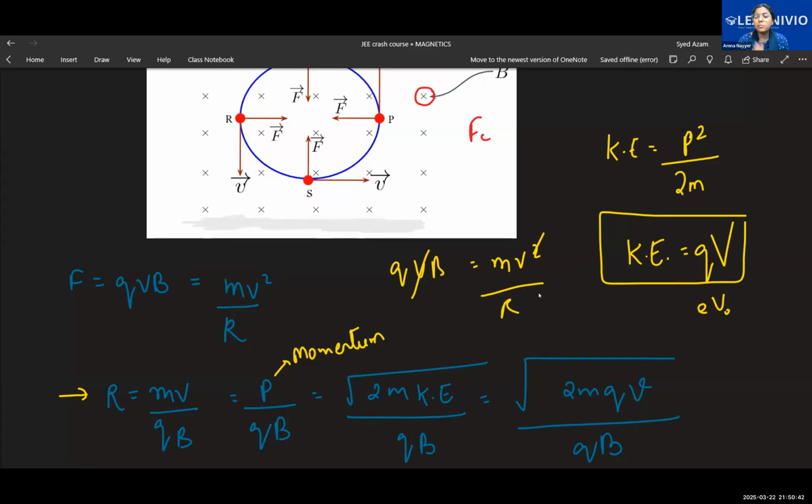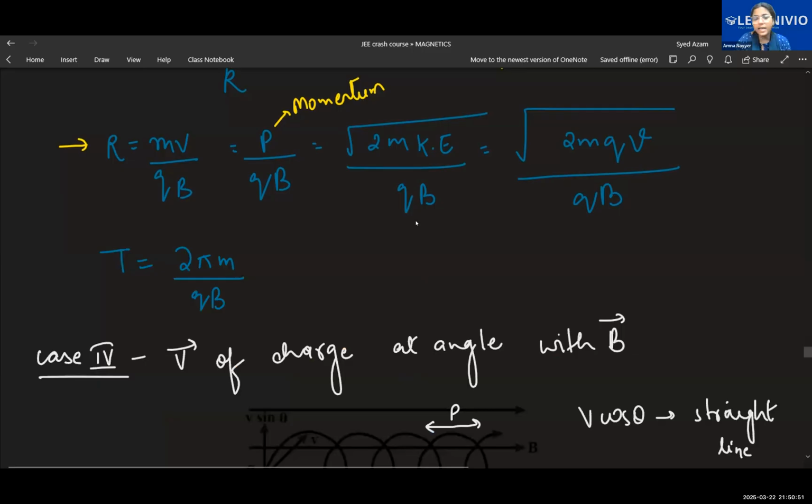Any of the quantities will be constant and different charges can be given to you. One more thing, not only radius, we have the time also. Time period is 2 pi m by qB. So we'll see numericals from this part. So you've understood this third case? Yes, ma'am. Okay, let's come to the fourth case.